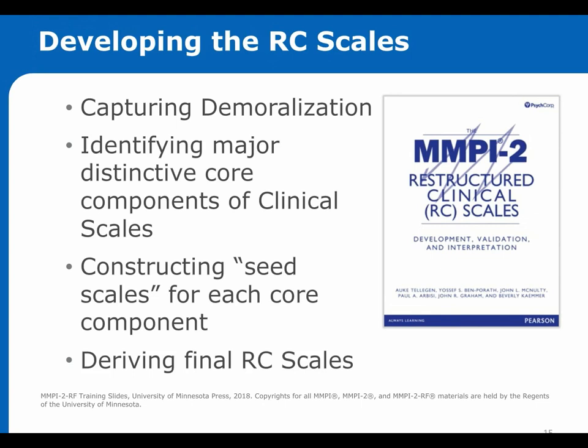The fourth step in deriving the RC scales was to create the final set of RC scales. With the seed scales that had been developed in the previous step, Tellegen and colleagues used correlational analyses to identify additional items from the MMPI-2 item pool that primarily assessed the core component captured in each seed scale. This process ended in the 9 restructured clinical scales, which assessed demoralization and the distinctive core component of Hathaway and McKinley's original 8 clinical scales.